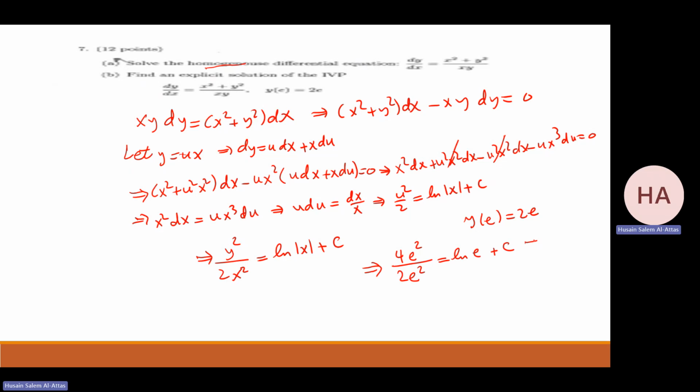So that means what? I have 2 equals 1 plus c, so c equal 1. So the solution will be y squared over 2x squared equal ln absolute value of x plus 1.